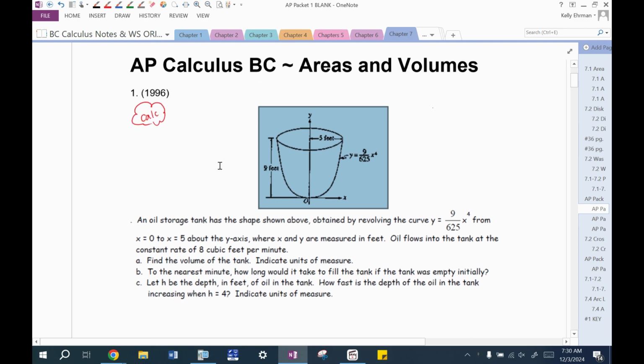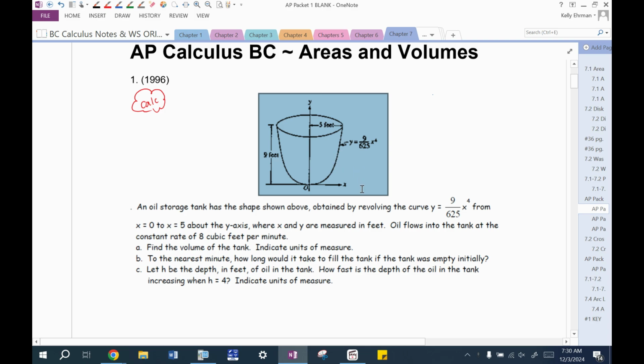This first AP problem we're allowed to use a calculator on. So this says an oil storage tank has the shape shown above, obtained by revolving the curve y equals 9 over 625 times x to the fourth from 0 to 5 about the y-axis, where x and y are measured in feet. And you're rotating it about the y-axis. So that tells me that I should probably be solving this equation for x instead of y.